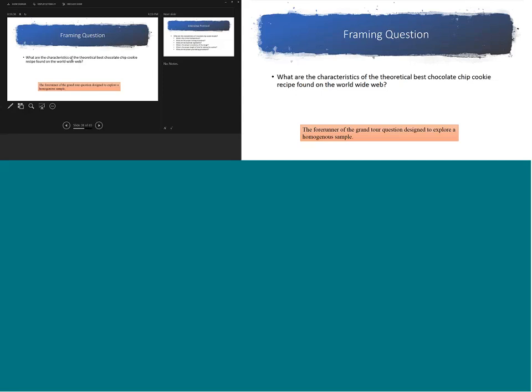So I've decided as a researcher that I'm going to focus this study on a homogeneous area. What are the characteristics of the theoretical best chocolate chip cookie recipe found on the World Wide Web? So I've made a distinction now. I still want to find the characteristics of the best theoretical chocolate chip cookie, but my homogeneous sample in this case is now going to be only those recipes that I find on the World Wide Web. Not in a cookbook, and not on a card that my mother gave me. I now have a very homogeneous population that I'm going to go to. So that's my framing question.